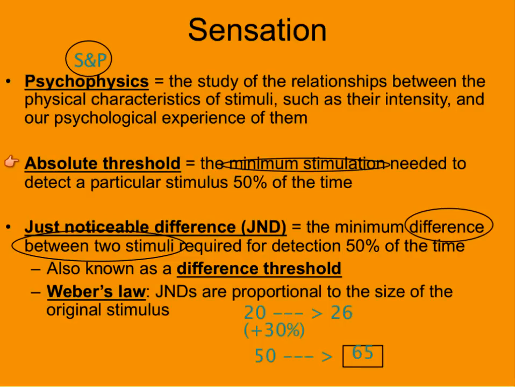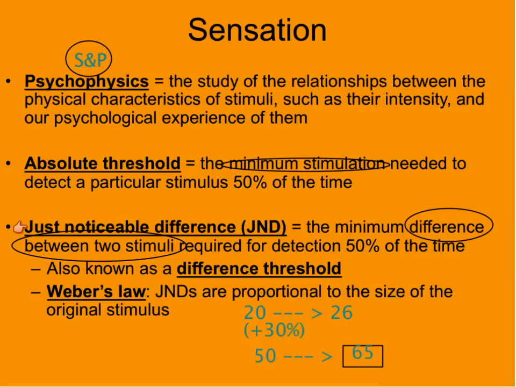So here's the idea, guys. Absolute thresholds are when we go from nothing to something. JNDs are when we go from something to either less of that something or more of that something.